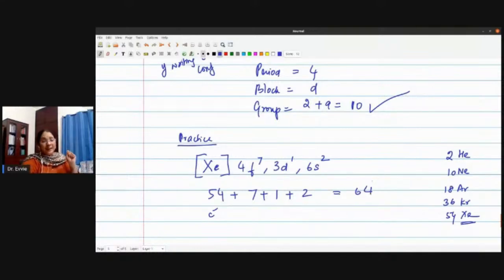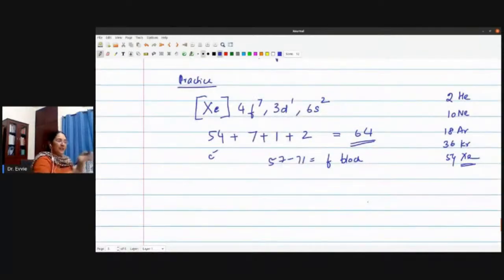So what did I tell you? See, within 1 minute, not even 1 minute, a few seconds, you can answer this question. If they ask you which group it is, when you see 64, you know that 57 to 71 belongs to F block. A super trick this is. So immediately you can say this is 64, so this belongs to F block.